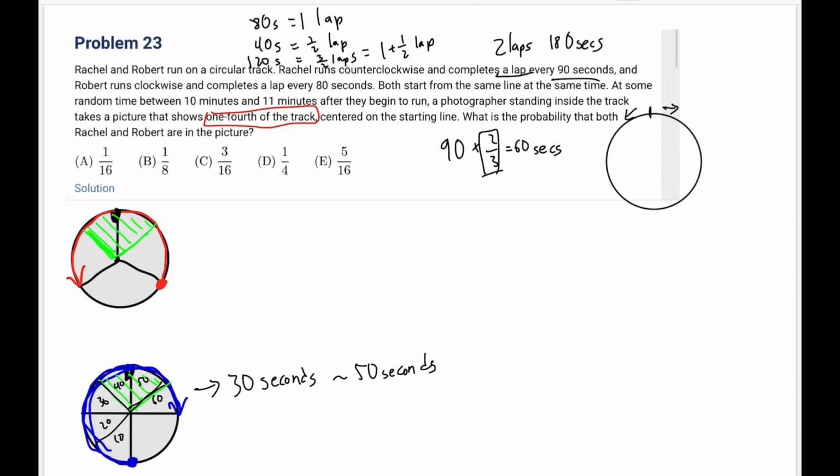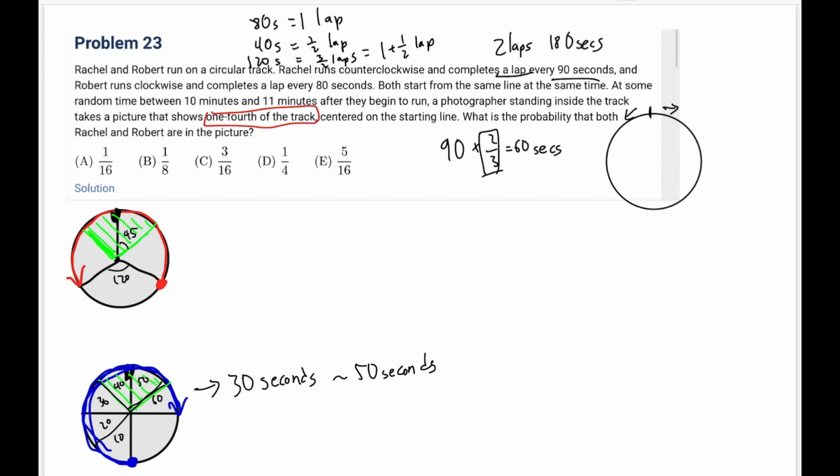So like Robert could have been in the picture if the picture had been taken from the 30-second line to the 50-second line, right? And then Rachel, this is a bit trickier since we're dealing with 120 degrees, and then we suddenly have 45 degrees, right?